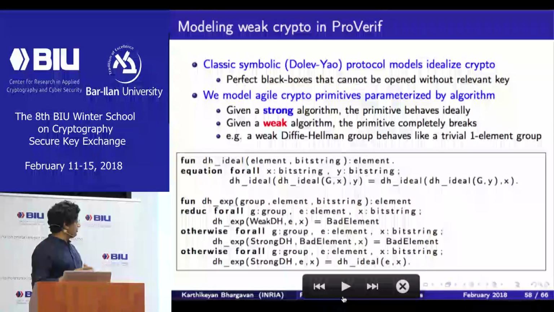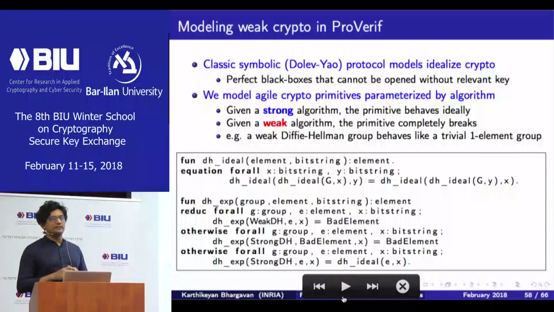Similarly, even if you're using a strong Diffie-Hellman group, but you give me a bad element, such as the number 0 as your public key, if I do your public key to the power my private key, I'm going to get a bad element. So if I do a Diffie-Hellman exponentiation with a bad element, I get back a bad element.